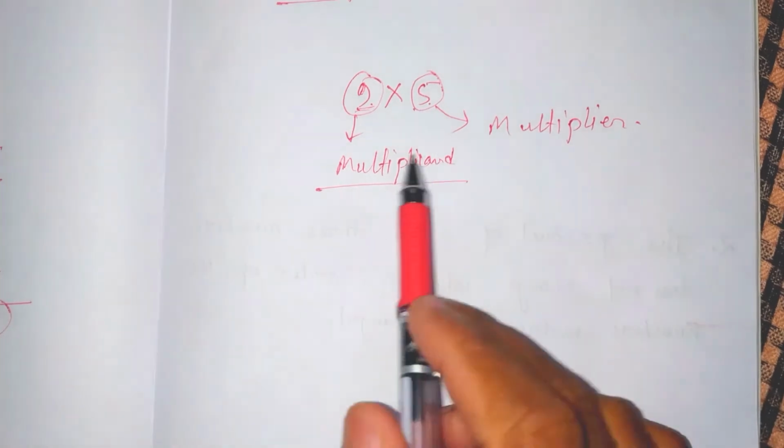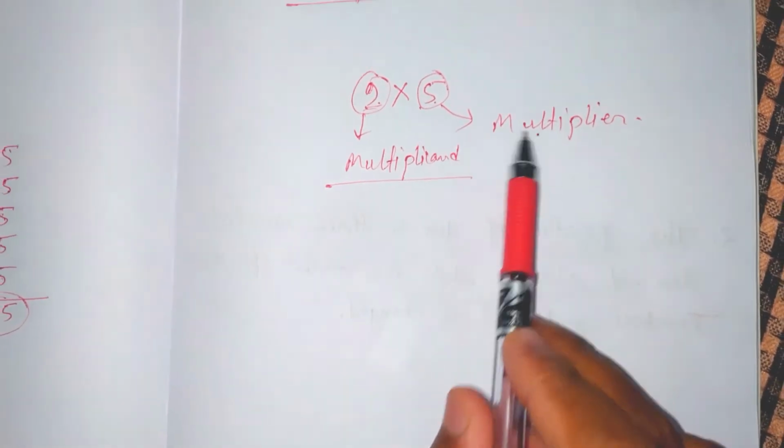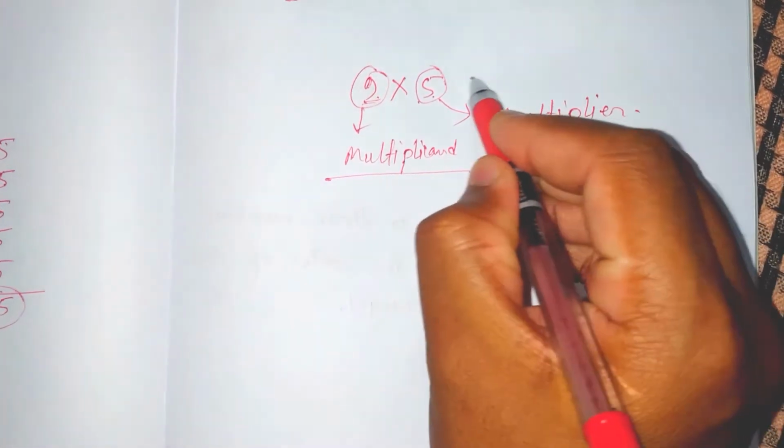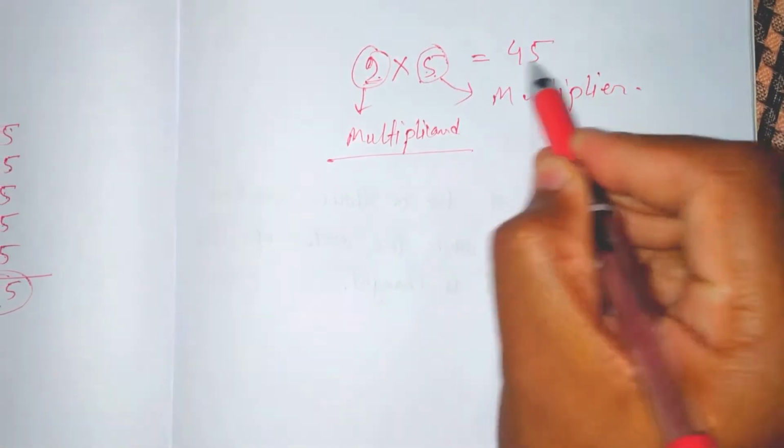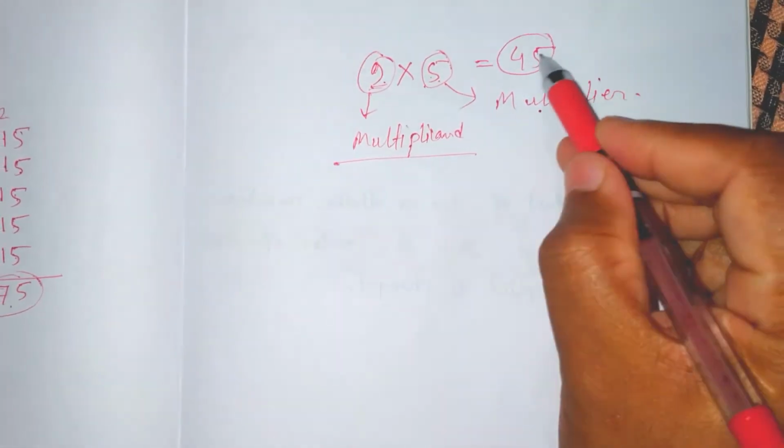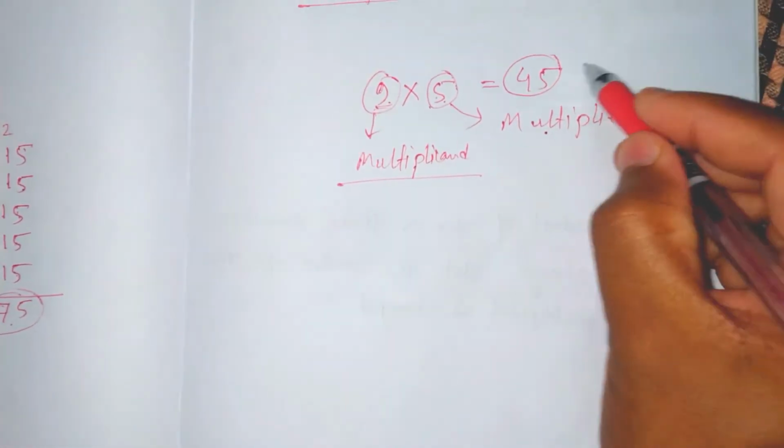Students, when you multiply multiplier with multiplicand, then you get some number. Suppose 9 into 5, 45, and this number, this is the result of this sum, is called product.